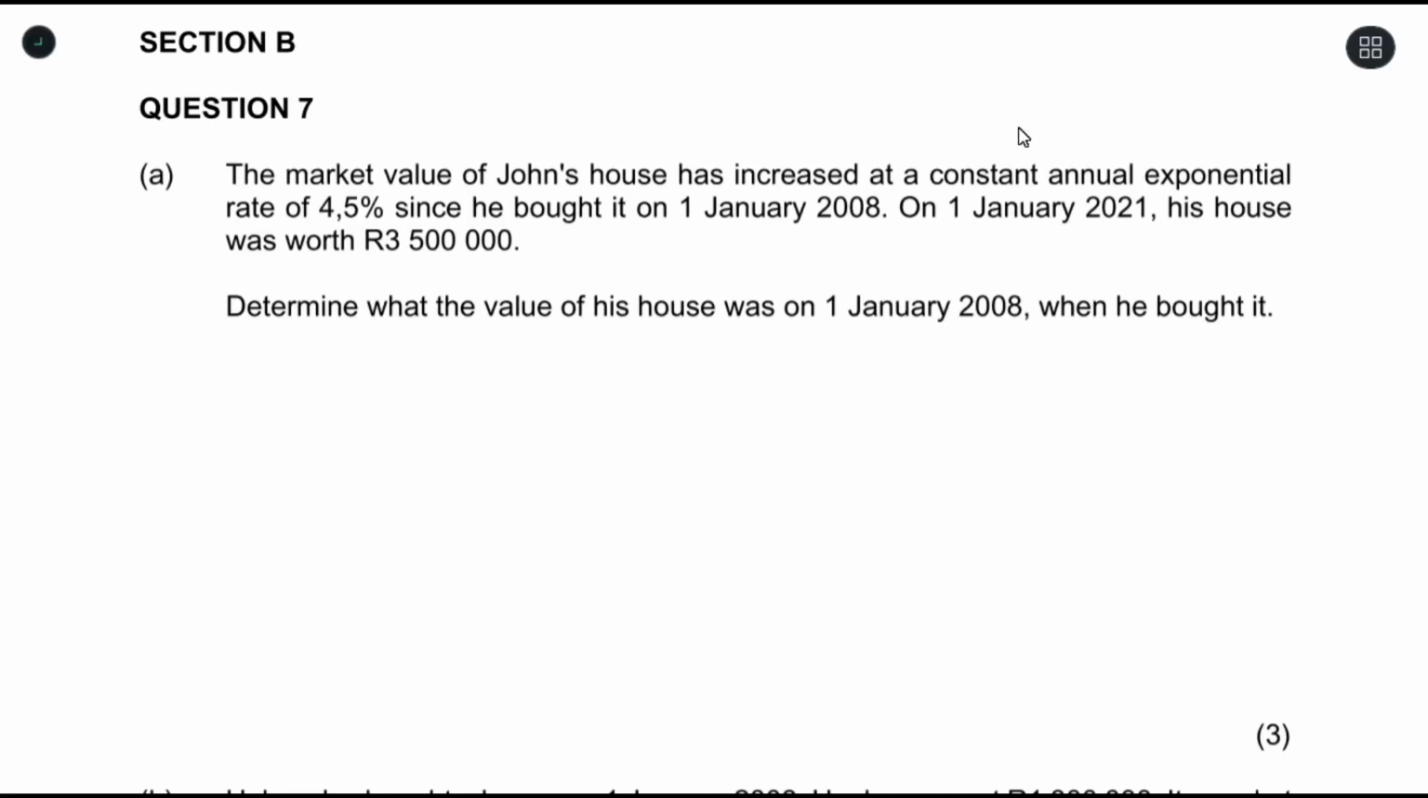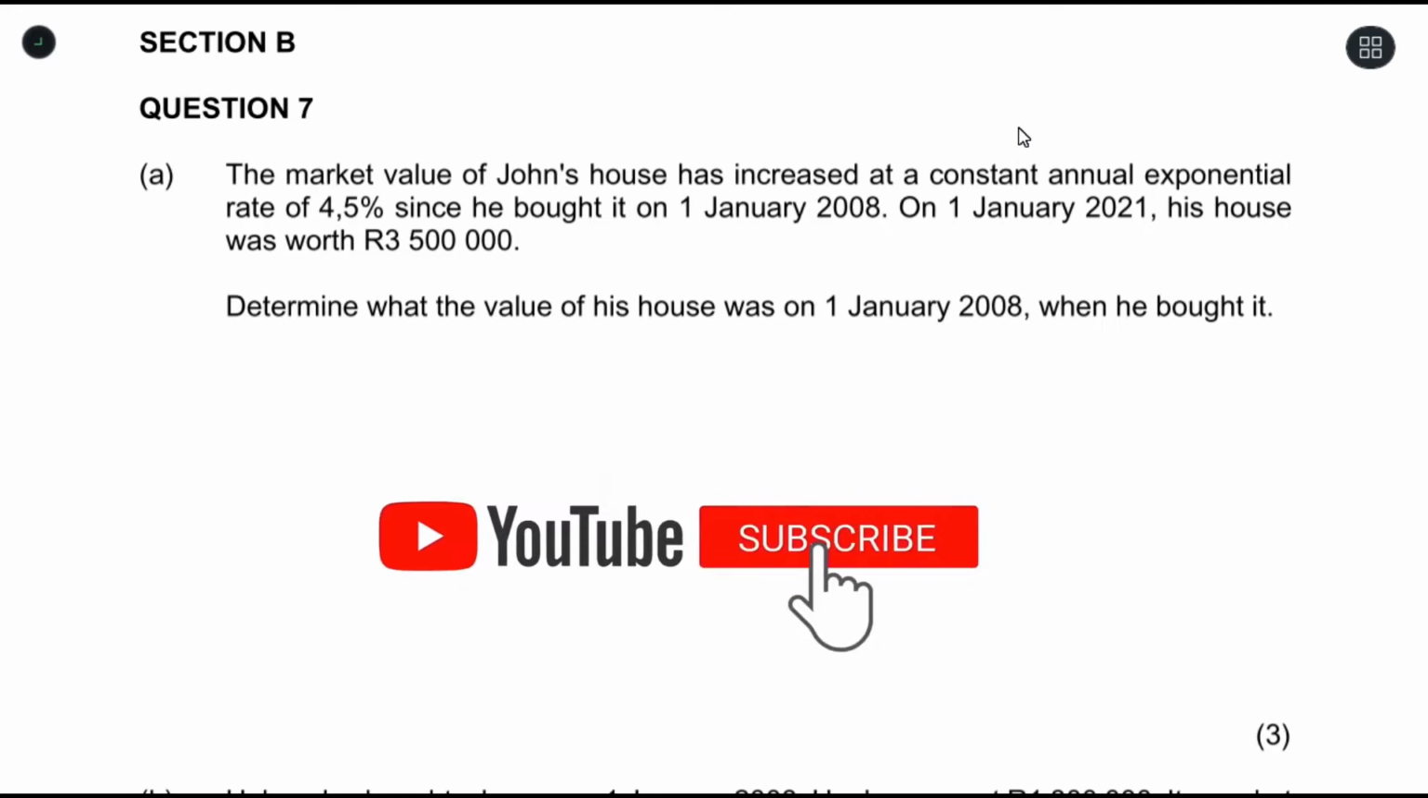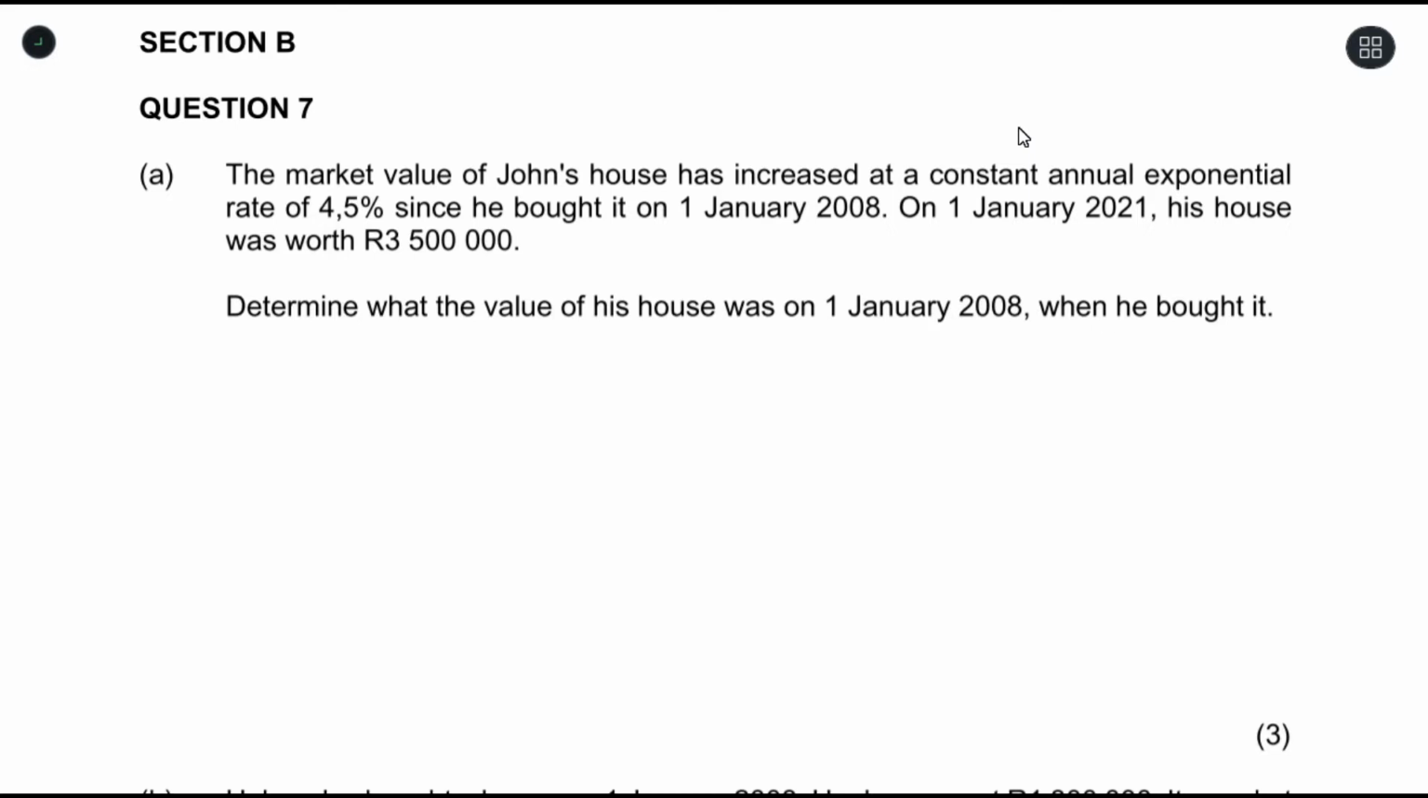So today we'll be talking about Section B of IEB Paper 1, May-June 2022. The first question, which is question 7, is all about financial maths. Let's get into it.